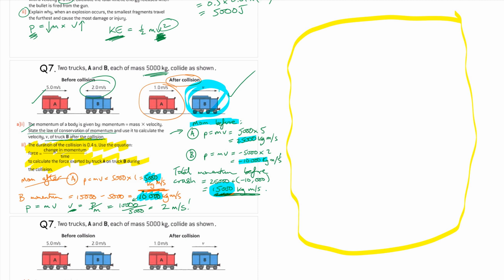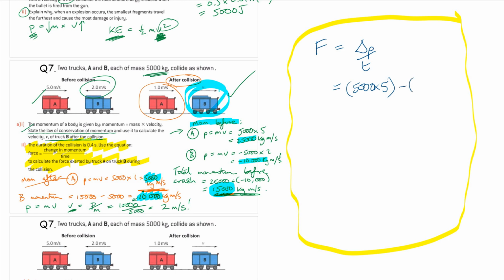So, we are looking at forces. Force equals change in momentum divided by time. So we're looking at truck A. Now truck A had a mass of 5,000 at the start and a velocity of 5. So that's its momentum at the start.